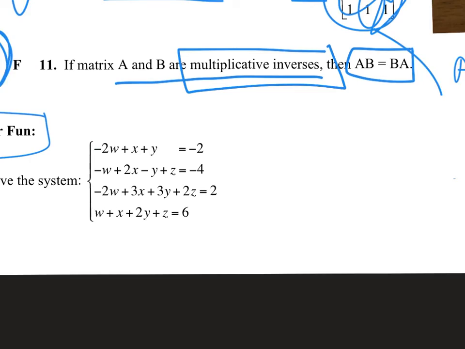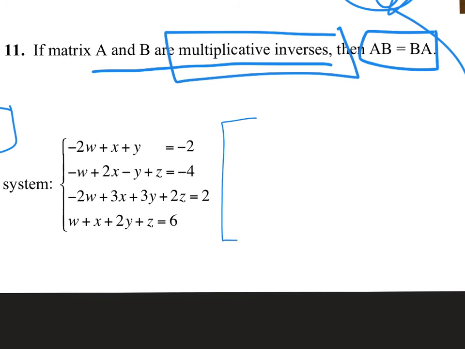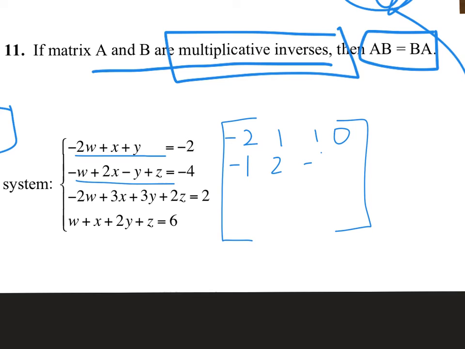We need to solve the system. So first of all, you want to write this in matrix form. So W, X, Y, Z. So that would be negative 2, 1, 1, 0. And then here, the coefficients are negative 1, 2, negative 1, 1. And the coefficients here are negative 2, 3, 3, 2. And finally 1, 1, 2, 1.